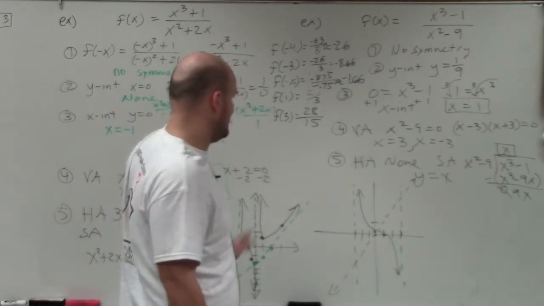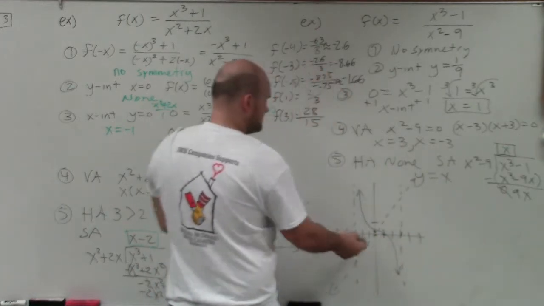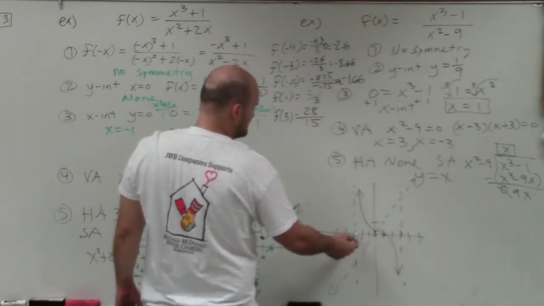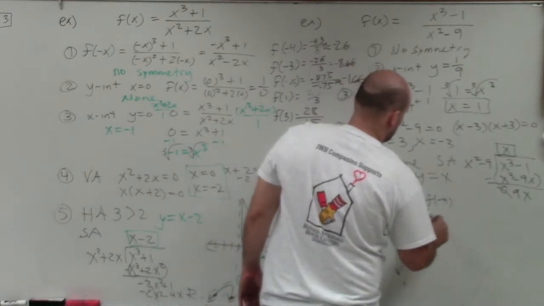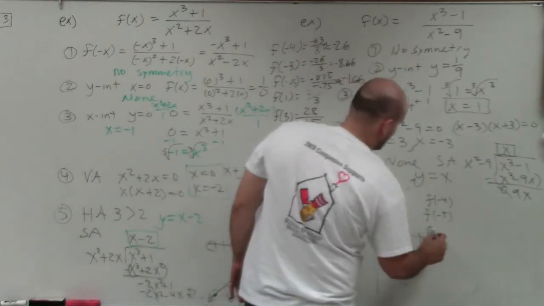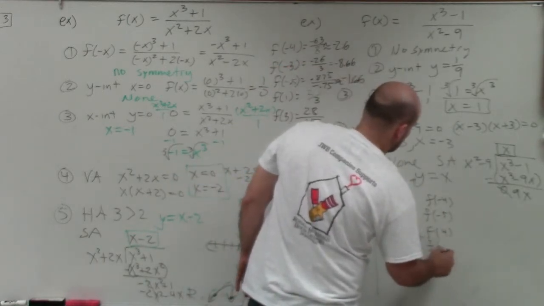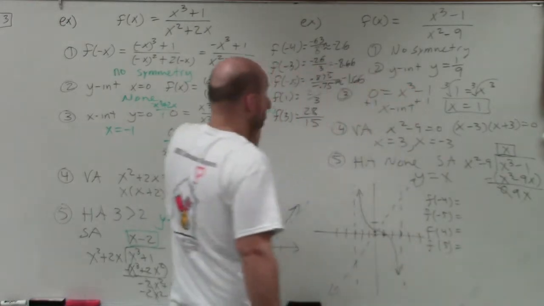And now I need to pick 2 points to the left and 2 points to the right. So my 2 points to the left are going to be f of -4 and f of -5. And then on the right, positive 4 and positive 5. All right, so now we just need to plug them in.